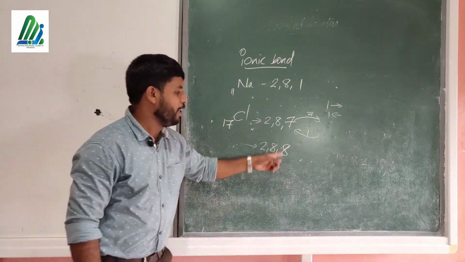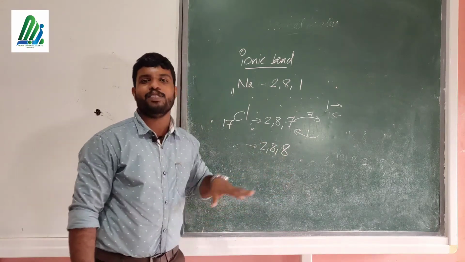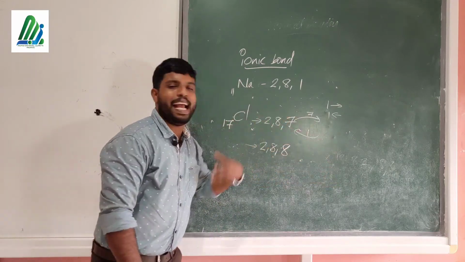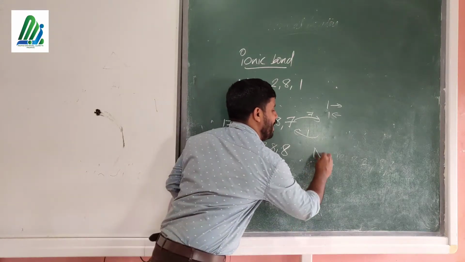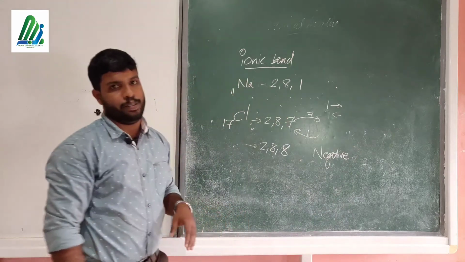The electronic configuration becomes 2, 8, 8. At that time the valence shell has 8 electrons. It is stable. So sodium donated 1 electron and chlorine accepted the electron. Then an atom that accepts an electron will get a negative charge.